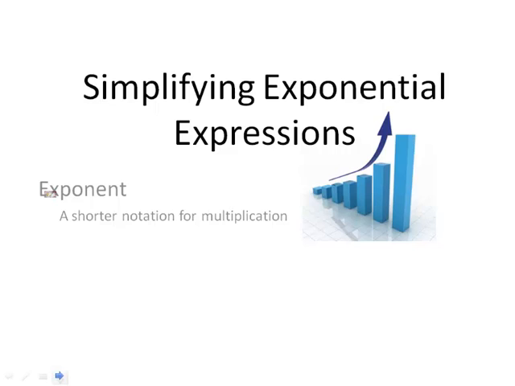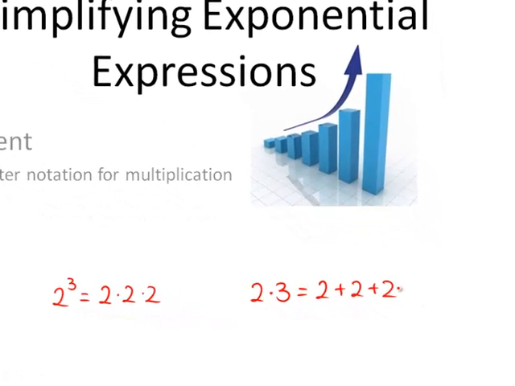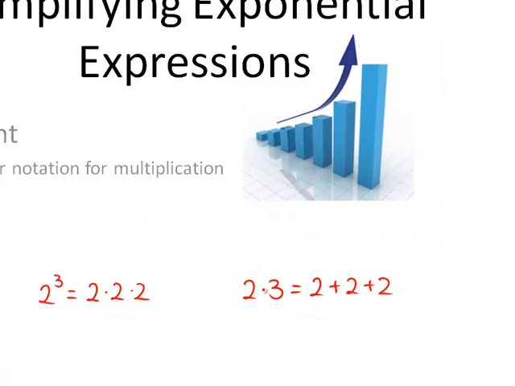Exponents allow us to write multiplication in a shorter form. For example, if you had 2 to the power of 3, that tells you to multiply 2 by itself 3 times. Analogously, you could be looking at multiplication, 2 times 3, as an addition statement of 2 plus 2 plus 2. Notice it's similar, where multiplication is a form of repeated addition and exponents are a form of repeated multiplication.